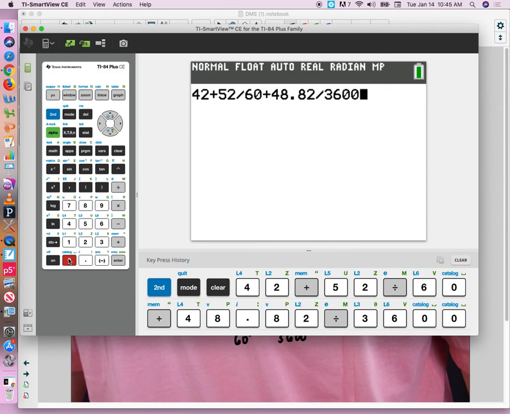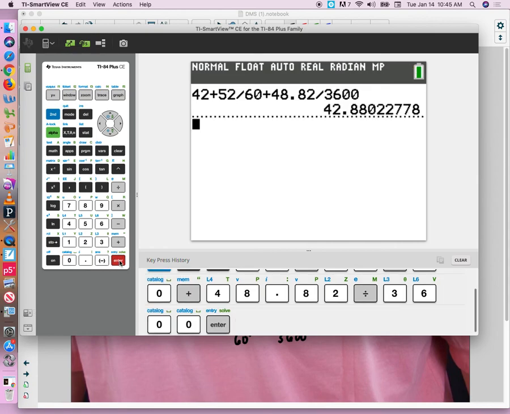Okay. And so now if we hit enter, we get, and you'll round it to 3 decimal places for me, 42.880 degrees. So you could give it as a decimal or as degrees, minutes, and seconds. Those of you that will be engineers, you'll just have to watch for which one you need. I'll teach you how to go back and forth, okay? Now, does that make sense?